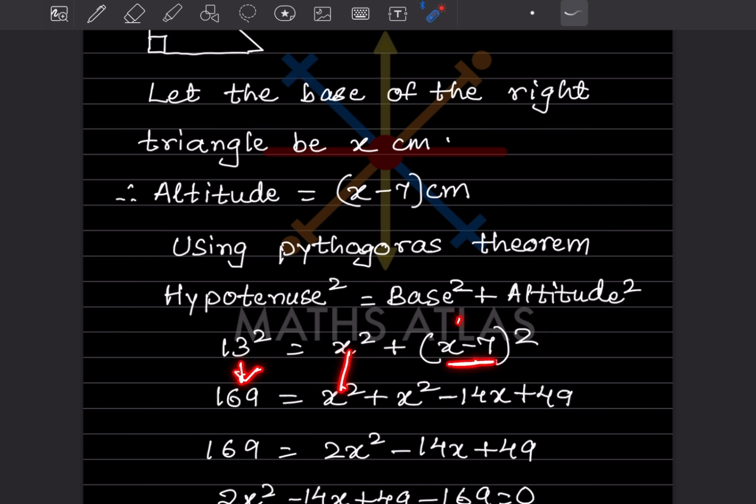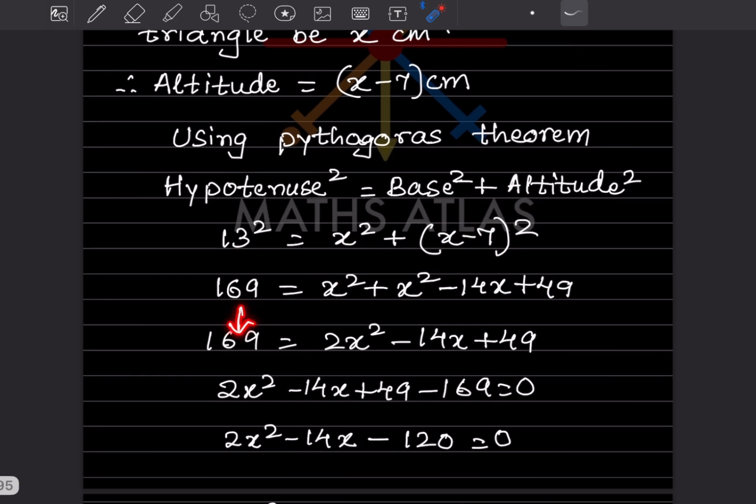When you expand this one, this is in the form of a minus b whole bracket square. That should be a square minus 2ab plus b square. So this is here a square minus 2ab plus b square. You can just check here. This is a and this is b. Here 169 as it is. When you add this one, that is going to be 2x square minus 14x plus 49.